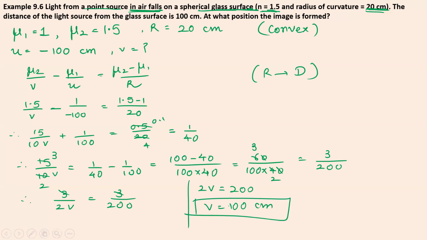We got positive, that means the image is at the other side of the surface, that means it is a real image, right? Real. What is the position? What position is the image formed? 100 centimeters.